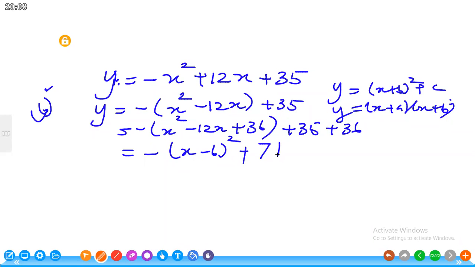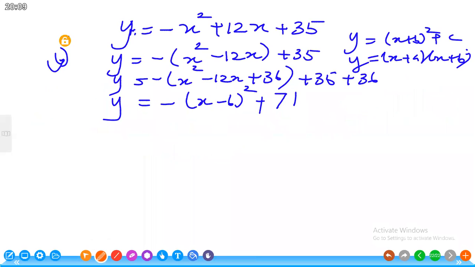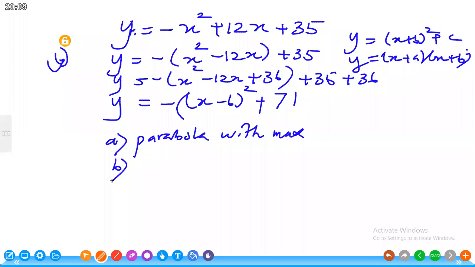Okay, now we have converted into the form (x plus b) holding square plus c, right? What is the nature of the graph? Here the nature of the graph is a parabola with a maximum, right? Because the coefficient of x squared is negative, so it has a maximum. Next one, the equation of the axis of symmetry using this part. I already said, using this part, x is equal to 6, right? Okay, maximum or minimum value: here it is a maximum graph.